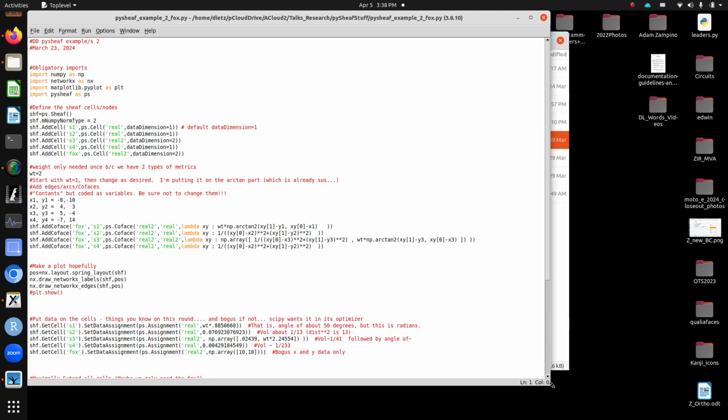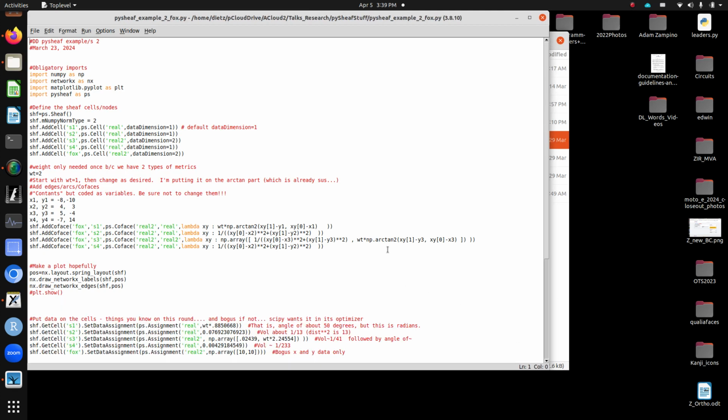Okay, and over here we have the same structure of the code we had before. We have the imports, we define our sheaf, we insist on an L2 norm, and we define the data dimensions appropriately. And again, the sensor 3 is different because it's taking in 2 different kinds of information.